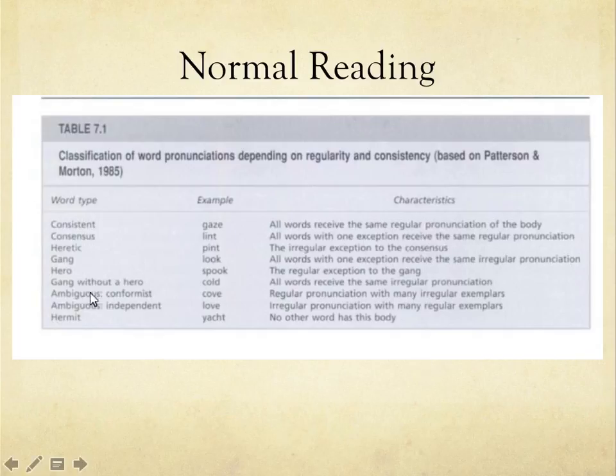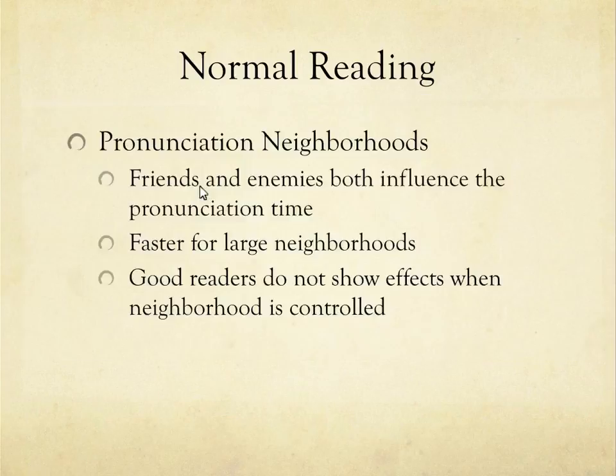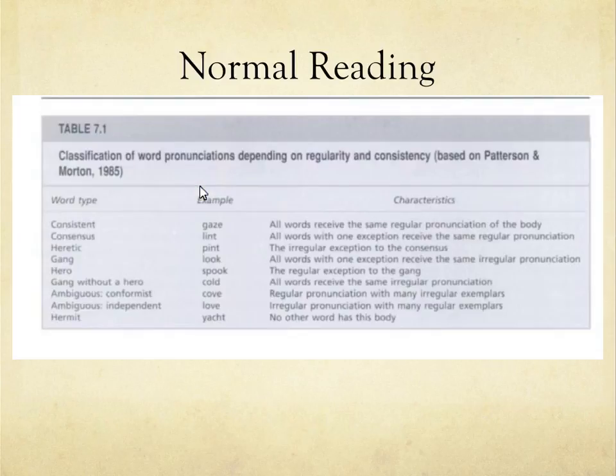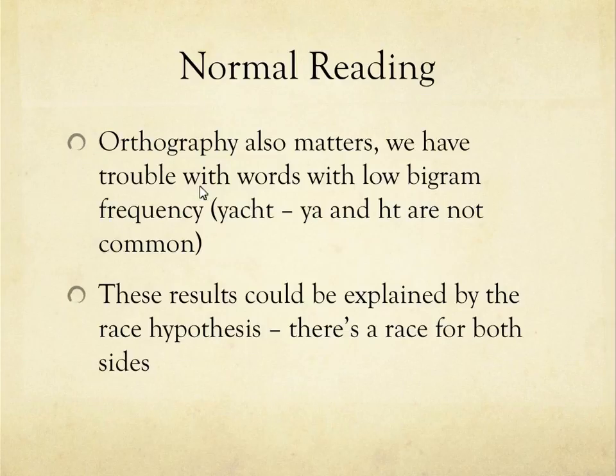So all of these things are used to describe sort of the neighborhood of sounds that you get for words, so orthographic neighbors. So that's considered a pronunciation neighborhood. So friends and enemies. So friends are words that are pronounced the same. Enemies are words that are pronounced differently. And then they have this sort of hero, gang, heretic combinations of explanations as well. Oops, wrong way.